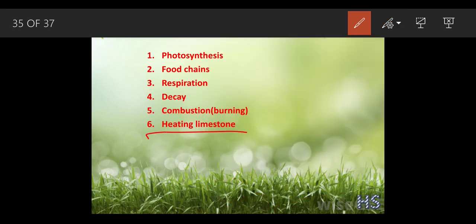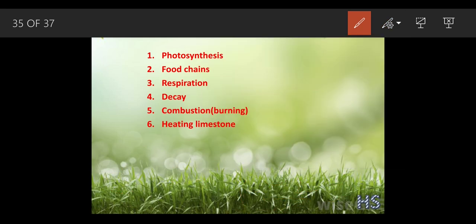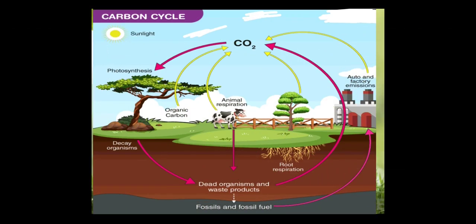Now this is very easy. Heating of limestone. What is the formula of limestone? That is CaCO3. Whenever you heat this limestone, it forms two products, that is calcium oxide and carbon dioxide. See, a large amount of carbon dioxide is released in the burning of limestone. And we can see this from the diagram also.